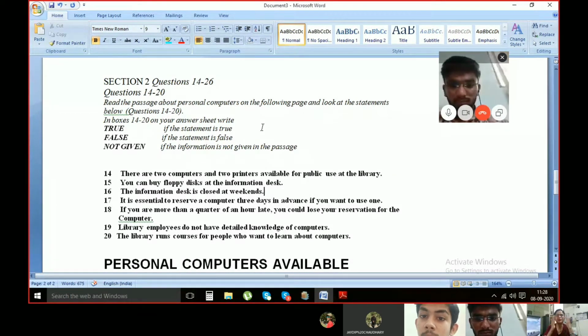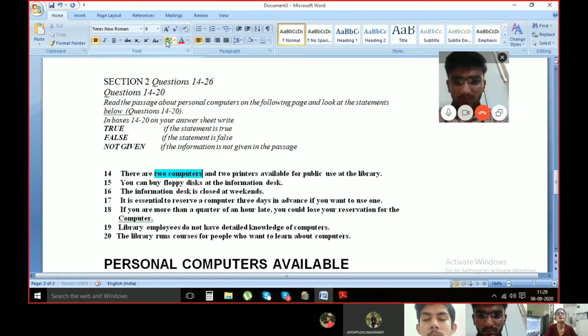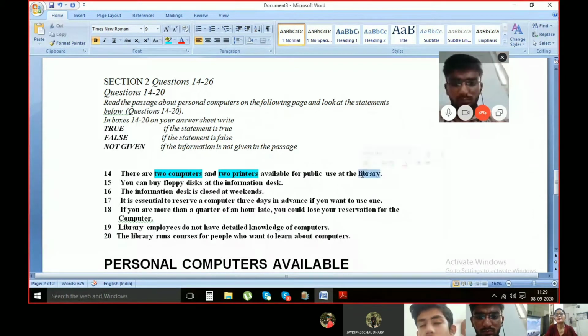Okay, I am going to give you some practical examples. First of all, the question type is true, false, not given. There are two computers. I am marking two computers. As I said, use keywords. For what are keywords, just go to my listening video. Actually, in listening and reading, the keywords remain the same. There are two computers and two printers, so I'm marking two computers and two printers. You can encircle it, you can underline it. Available for public use at the library. So it means at the library you can use two computers and two printers.